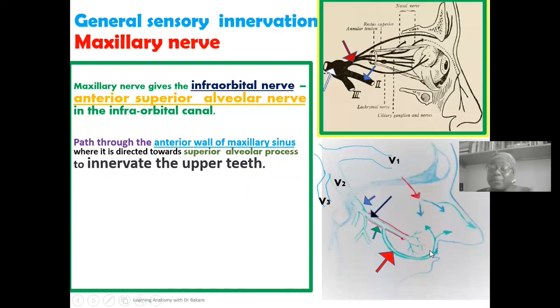The superior alveolar process is the upper alveolar process seen around the oral cavity. So you see it being directed towards that place, and this is how it goes and innervates the upper teeth. This is what the anterior superior alveolar nerve is programmed to do, even though it's also going to give off branches that will help to supply sub-regions of the nasal cavity.